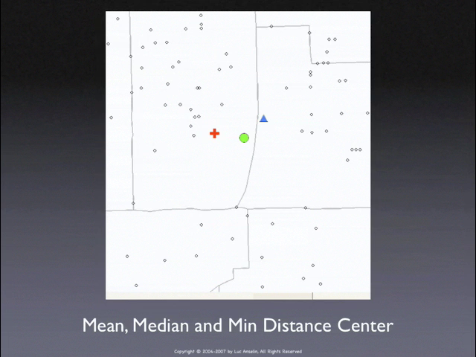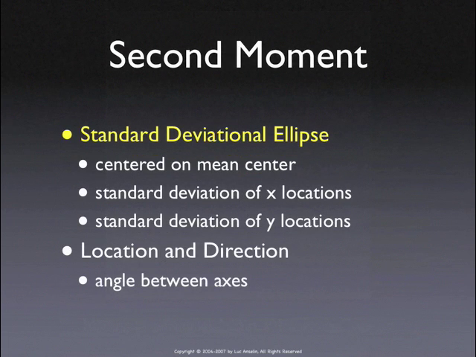The second concept is to focus on the second moment. First moment is the mean. Second moment is the variance or the standard deviation. And so you can have a thing which I haven't shown you here because it's not that interesting. What's called a standard circle, which is essentially a circle with the radius equal to the standard deviation of the points, of the distances to the center. So it just gives you a sense of how compact or spread out the point pattern is.